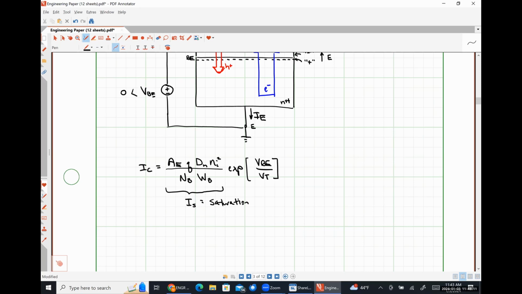for our BJT. Now I'm going to note out here, AE is the area of the base emitter junction. NB is the dopant concentration of the base. And WB is the effective width of the base.